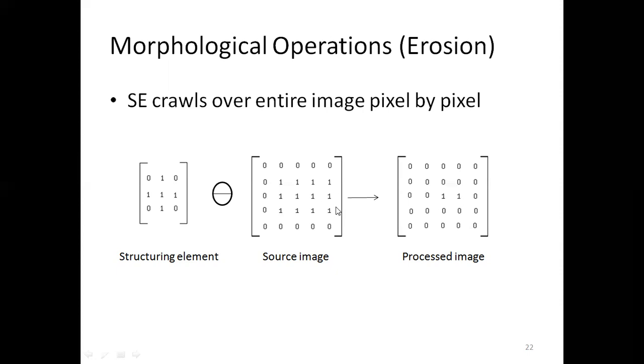If you check the other pixels, they will not satisfy all the conditions. That's why all those pixels are marked with 0. So what erosion ultimately does is it removes the foreground pixels and increases the background pixels. If we compare these two images, there were this many ones in the source image, but in the output we have only 2 ones, and all the remaining ones are converted to zeros. So erosion increases the background and decreases the foreground.